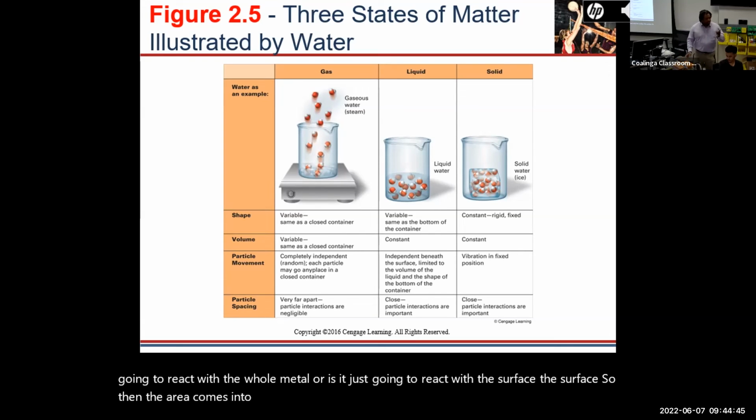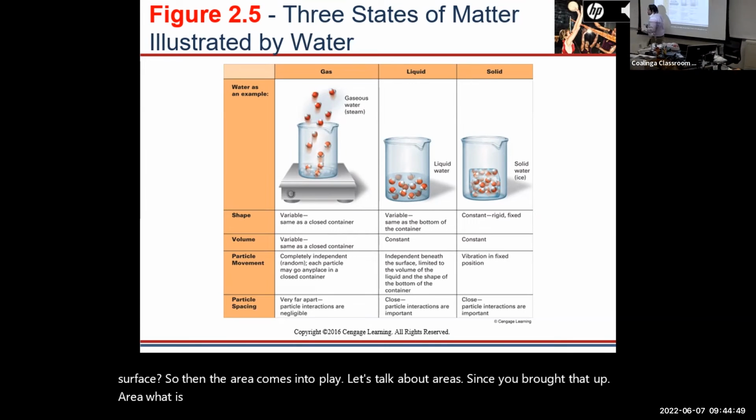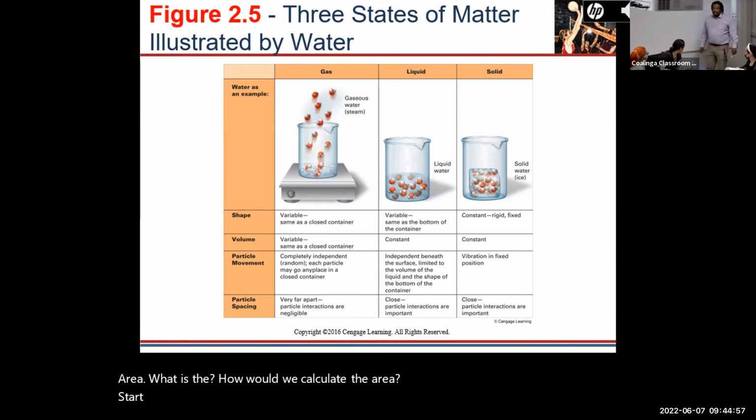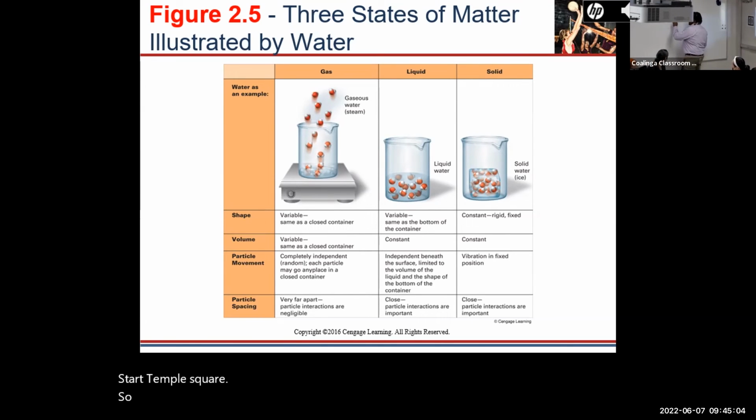Let's talk about area, since you brought that up. How will we calculate the area? We start simple, a square. Based on length times width. It's based on height. Okay, so it's length and height, right? And height. Okay, so if we're talking about the book, right?